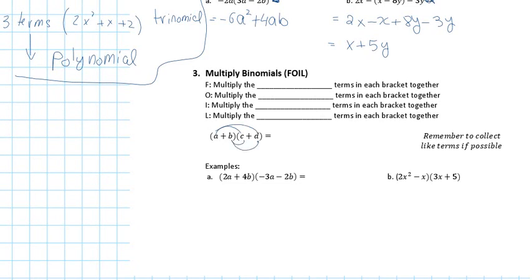So this is called FOIL for a reason, because if you see here, I'm going to multiply my first term by my first term, right? So F stands for first, so multiply the first terms in each bracket together. Okay? So that would be A times C. Then I'm going to multiply the outer terms. Okay? So the outer terms, that's why it stands for O. Okay?